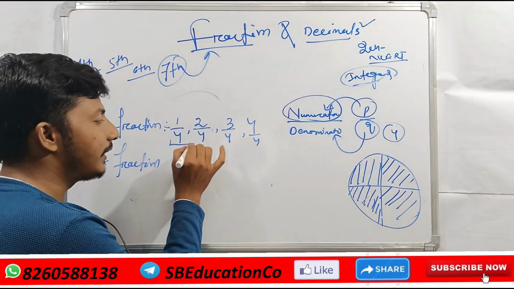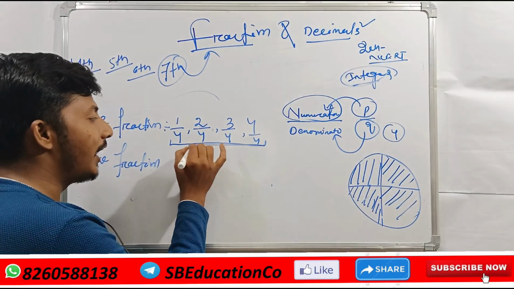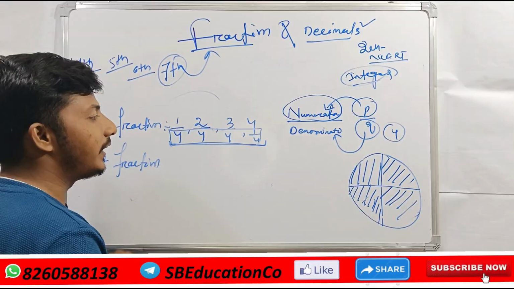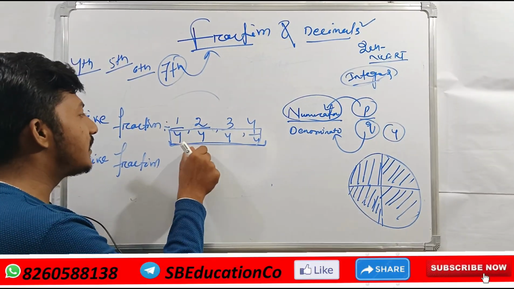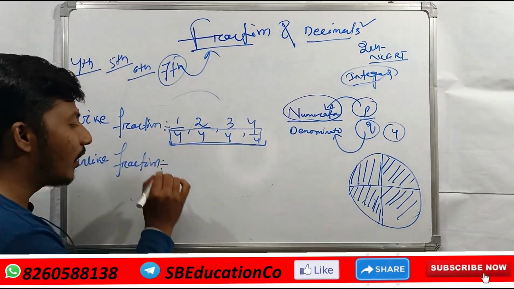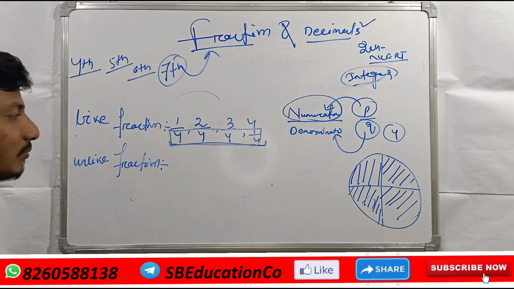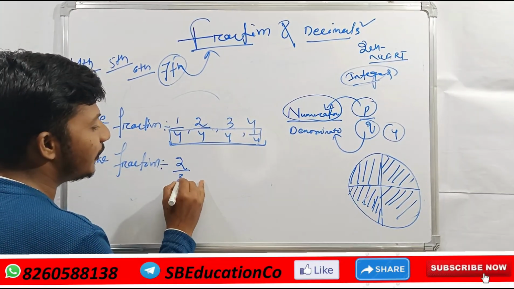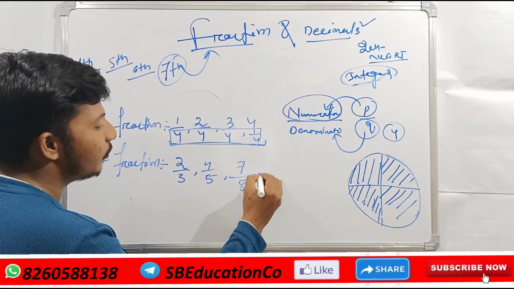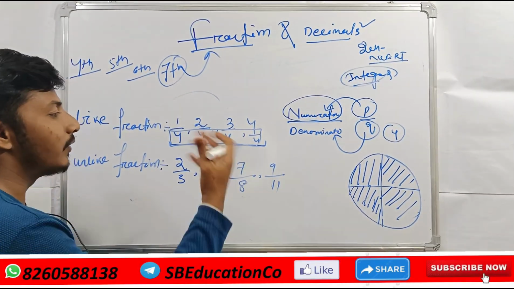So you have to see in every case the denominator is the same, that is 4. That's why we say that this one is the like fraction. And what do you mean by unlike fraction? Unlike fraction मतलब क्या होता है? When the denominators are different.